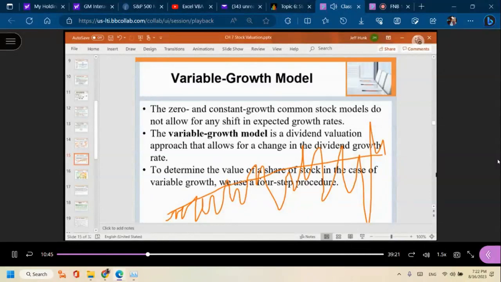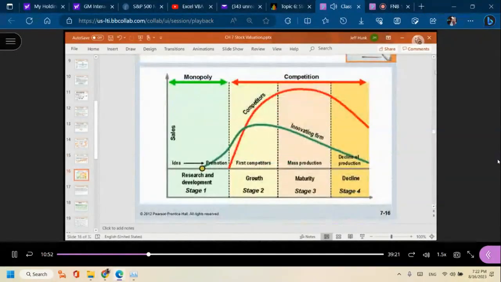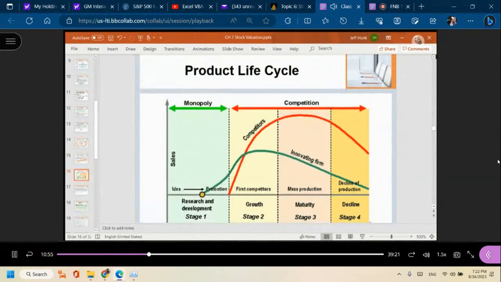So that brings us to the concept of product life cycle. Now, the extension of this model, product life cycle, means literally that products have a life cycle, like birth, growth, maturity, and demise.